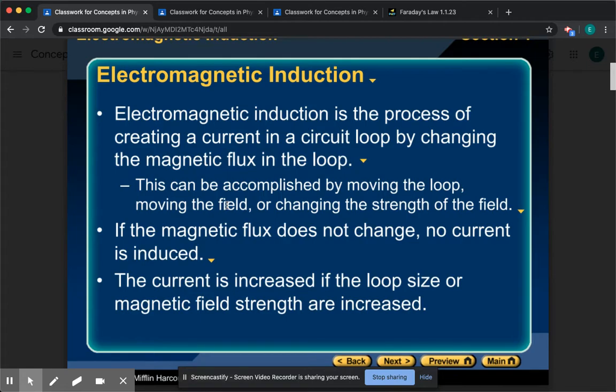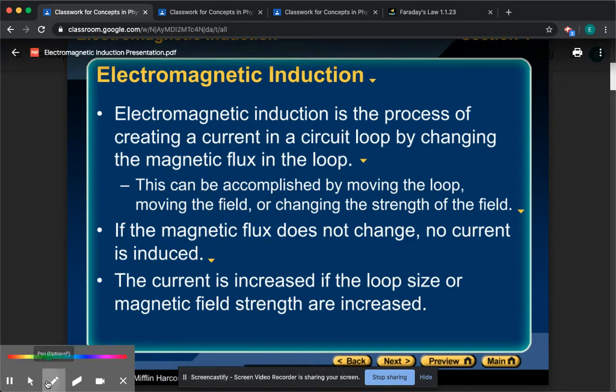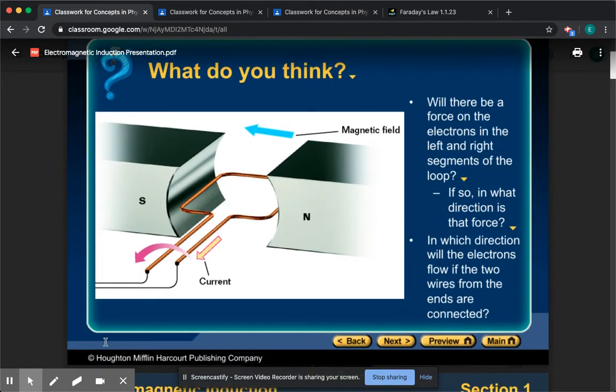Electromagnetic induction is the process of creating a current or a flow of electricity by changing the magnetic flux in the loop, okay? So this is a fancy term, a new term. Magnetic flux just refers to the flow of the magnetic field through an area, okay? So in the loop, notice how there's area in the loop. There's open space in the loop, okay?